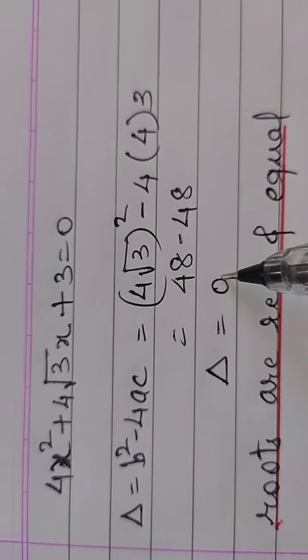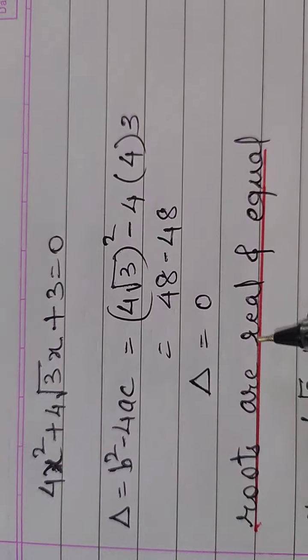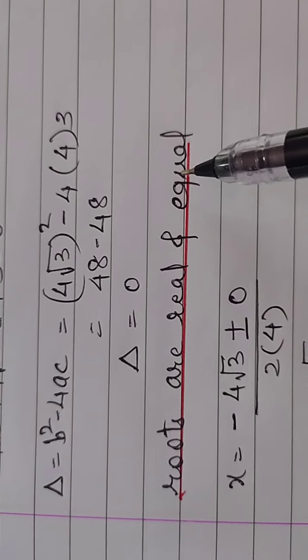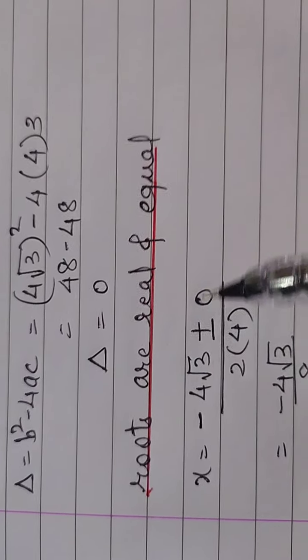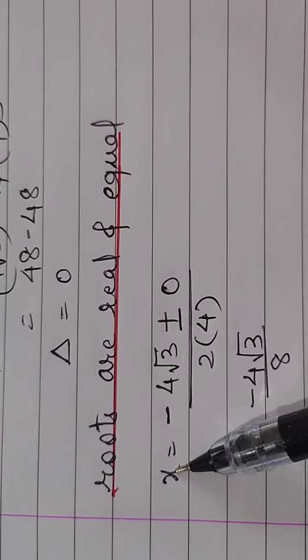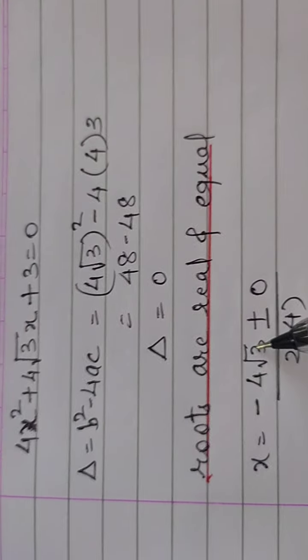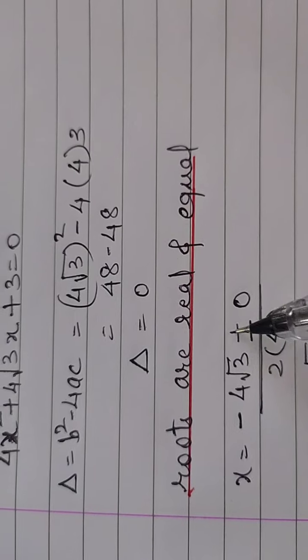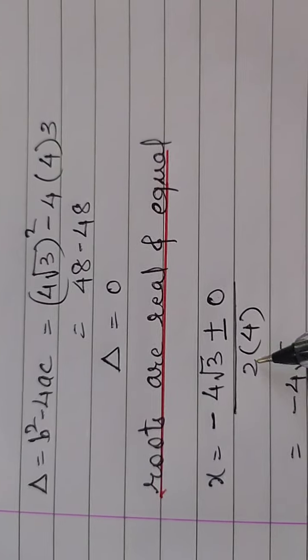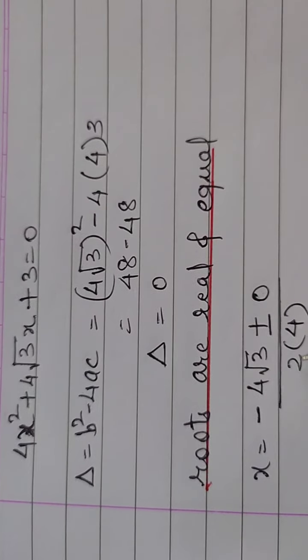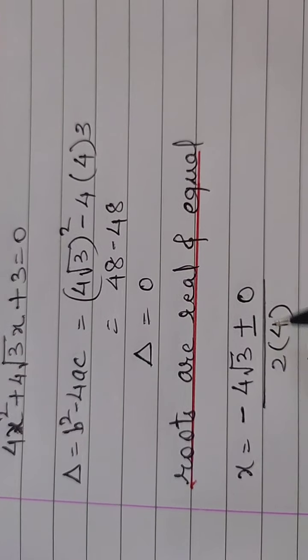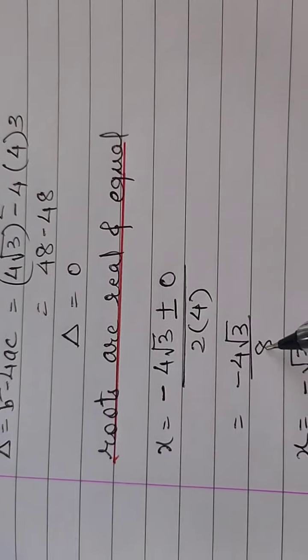So when delta is 0, the roots of the quadratic equation are real and equal. The roots are equal. Substitute the values in the formula. X is minus b, which is minus 4 root 3, plus minus the value of delta, which is 0, upon 2a, where a is again 4. So 2 into 4, in the denominator we get 8.